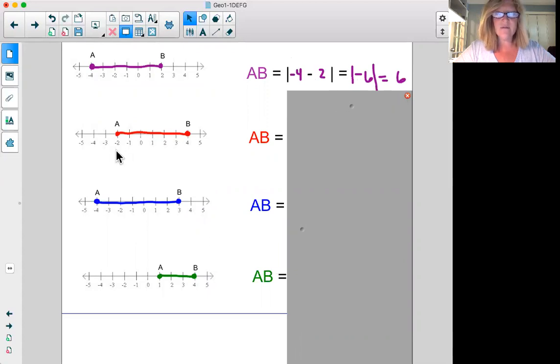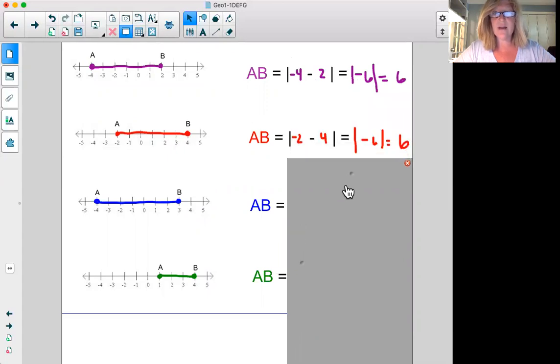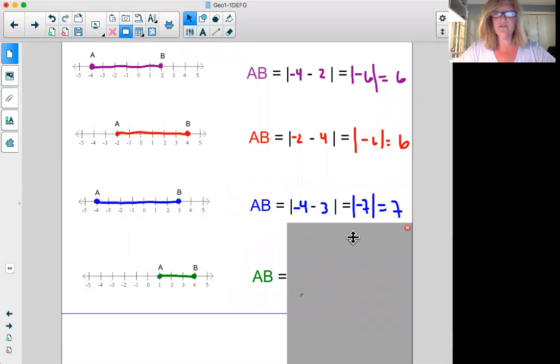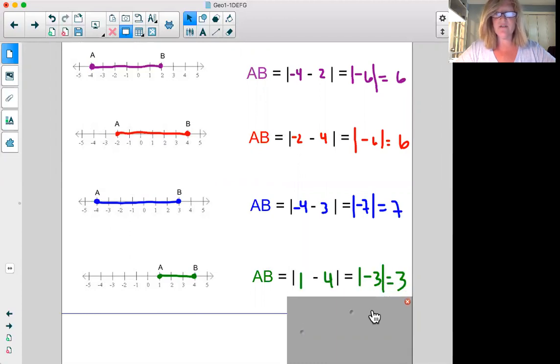Here for the red segment, the coordinates are negative 2 and positive 4. The absolute value of their difference is 6. For the blue segment, coordinate negative 4, coordinate 3. The measurement of that segment is the absolute value of the difference of those coordinates, or 7. To get the green segment's measurement, this coordinate is 1, this is 4, and the measurement is going to be the absolute value of the difference of the coordinates.